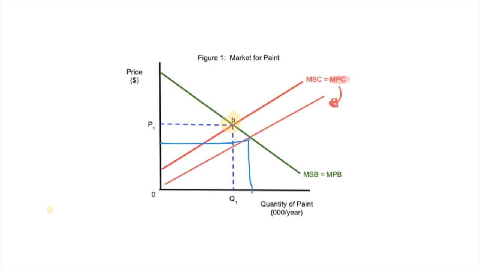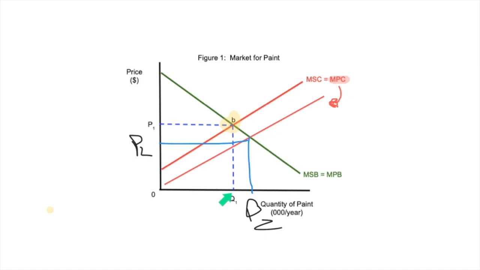Well, as a result of that, there is a new market equilibrium, existing right here at P2, Q2. So actually, the economy, or what is being produced, is more. See the difference between Q1 and Q2, there's more paint being produced than what would be the socially optimal quantity of paint being produced.